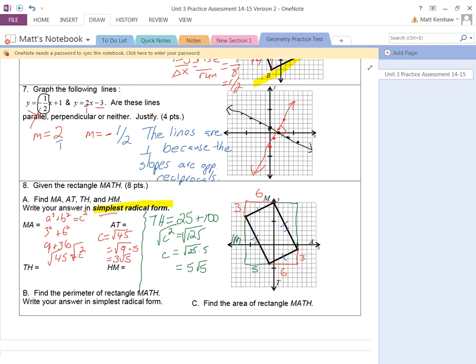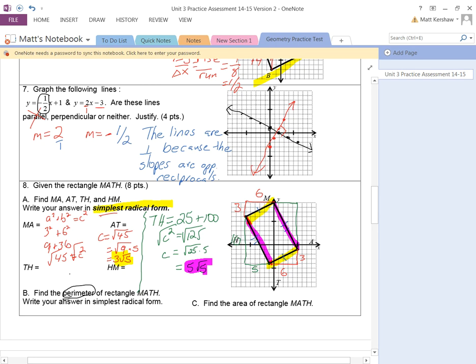So now we know that this and this are 3 rad 5. And we know that this and this are 5 rad 5. Now we can find the perimeter. So we've got to find the perimeter. And perimeter just means we're going to add up those 4 sides.